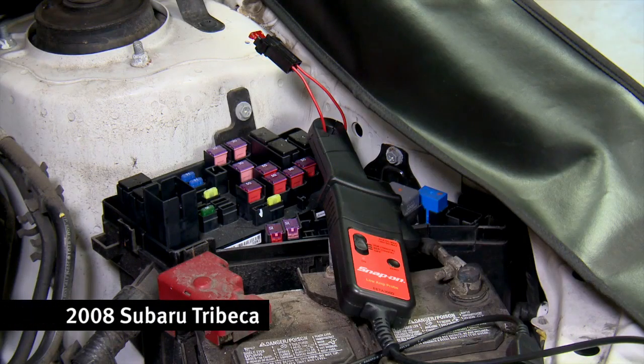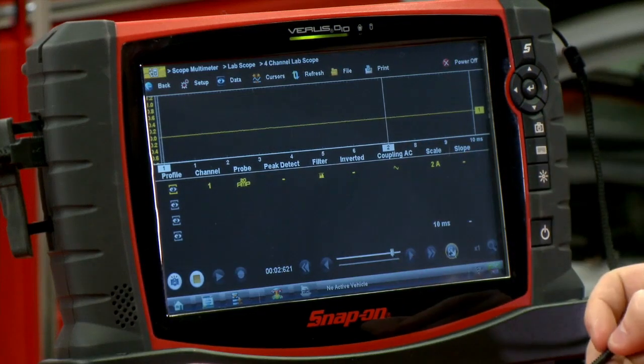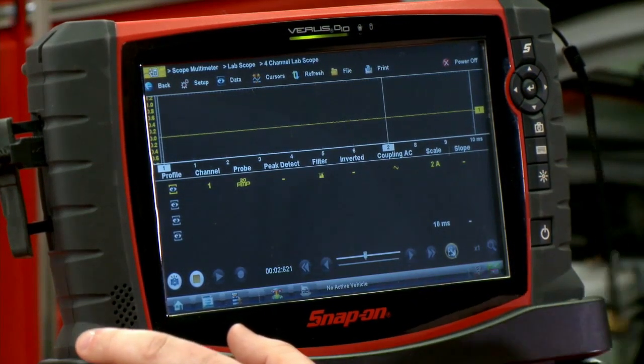Alright, so I already have a low amps probe hooked up in the circuit. I pulled out one of the fuses, put a jumper wire in there, and put the amps probe around that. Really, you can tap in anywhere on the circuit to do this test, as long as the amp probe's around one wire. I've got it set up on a 2 amp scale, 10 millisecond window. Let's go crank it over and see what we get for a pattern.